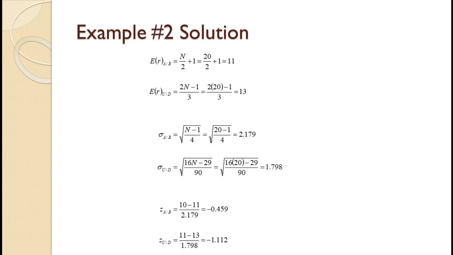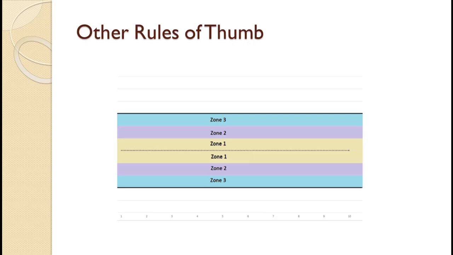For the above-below test, the expected number of runs works out to 11. The standard deviation computes to 2.179. That yields a z-value of negative 0.459. For the up-down test, the expected number of runs works out to 13. The standard deviation computes to 1.798. That yields a z-value of negative 1.112. Both are within plus or minus 2, so we conclude the process is in control. This shows that a process can appear to have a pattern, but the statistical test does not find one.